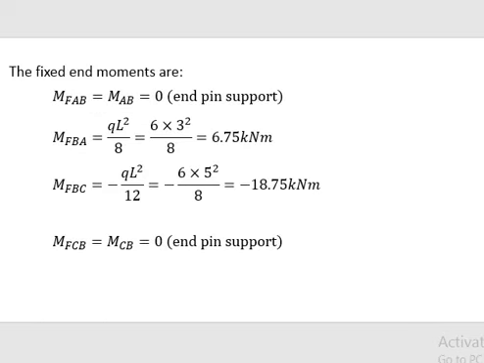As usual, we go to the table, pick the formula for fixed end moments, but MAB and MCB are all zeros since they are exterior supports that are pinned. So their moments and their fixed moments are all 0. So the only fixed moments I'm going to calculate are MFBA and MFBC, which calculated to be 6.75 and minus 18.75 respectively.